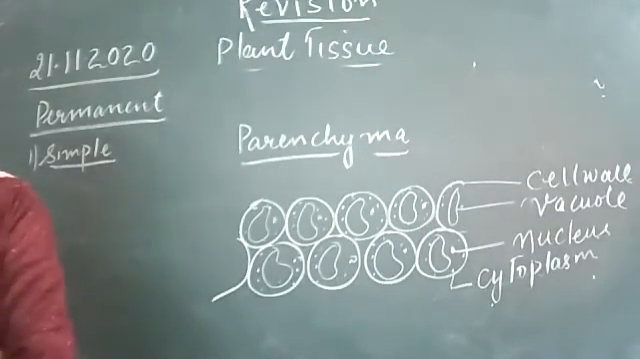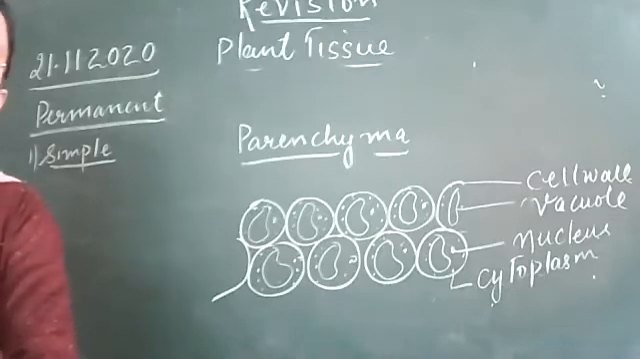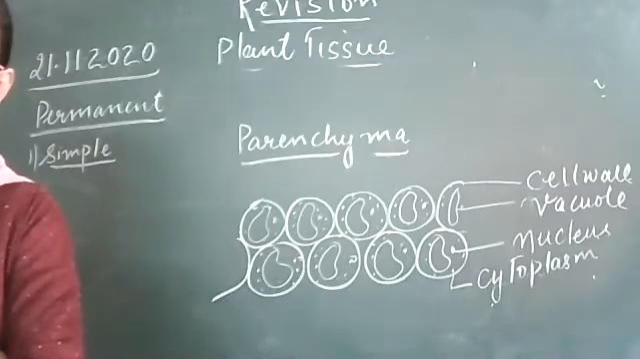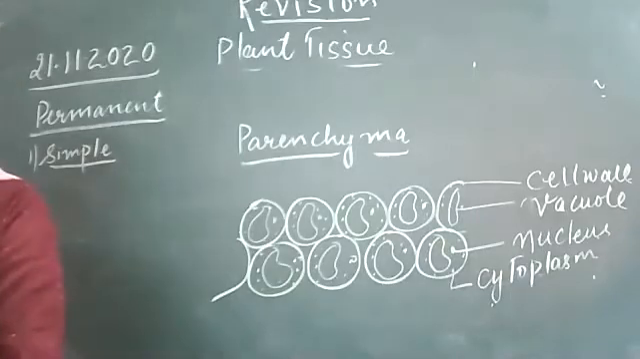You have to differentiate between parenchyma, collenchyma, and sclerenchyma according to their cell wall. They have a thin cell wall. They have large intercellular spaces. And then cytoplasm. So these are the basic structure of parenchyma.